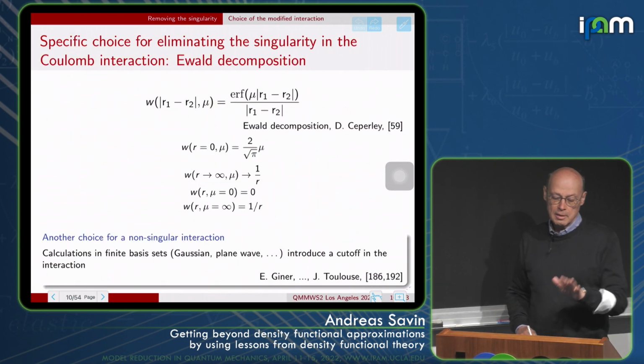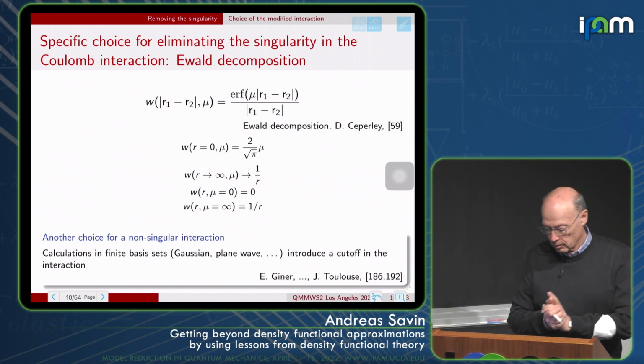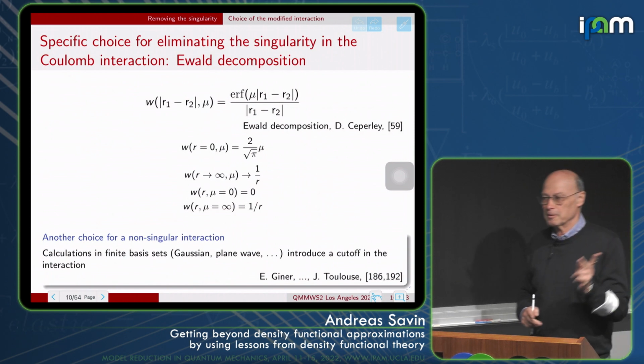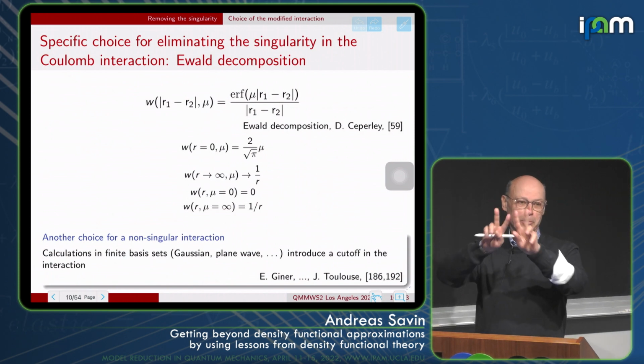So now, specifically, the interaction I take. I use W for the interaction, not V. I like this notation because it's the two-particle interaction.